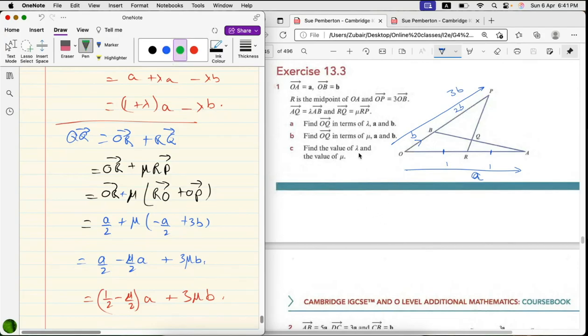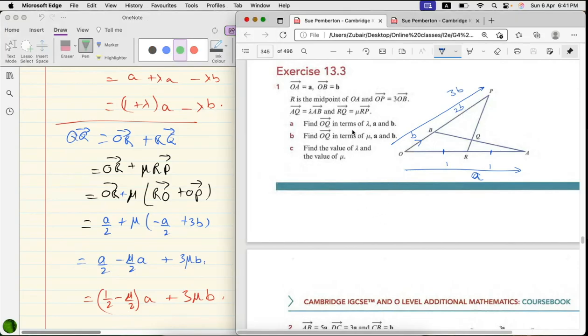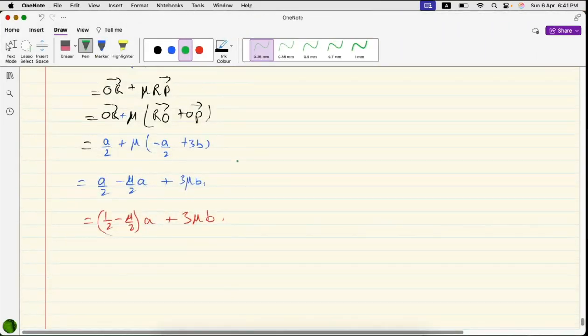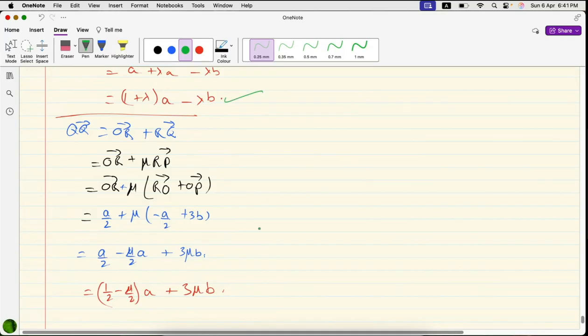Find the value of lambda and mu. So we already have OQ and we can now equate them. This is OQ, this is OQ. So I'm just directly picking up the coefficient of A, that is 1 plus lambda. On the other side, the coefficient of A is 1 by 2 minus mu by 2. And then the coefficient of B is negative lambda. On the other side, that's 3 mu. So lambda is minus 3 mu.